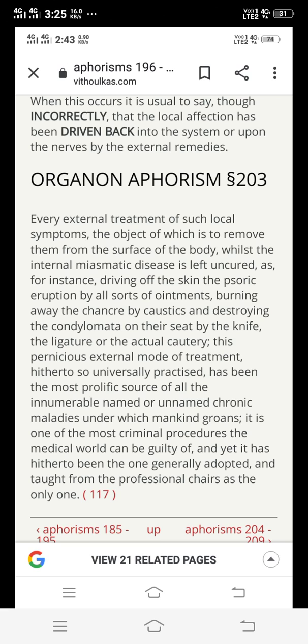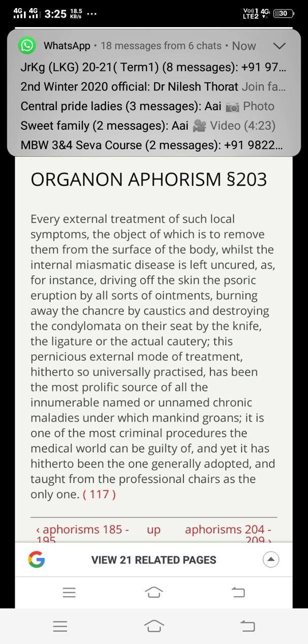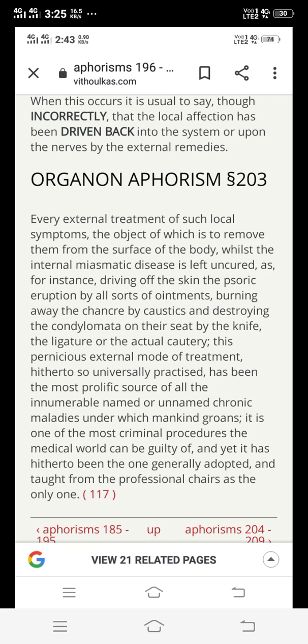So in that way we finished aphorism number 203, and in this way we finished aphorisms 185 to 203, in which they explain the local maladies. It is one type of one-sided disease. Local maladies means symptoms appearing on an external part of the body, which we call local maladies or local diseases. They may be in the form of adynamic local diseases or dynamic local diseases.